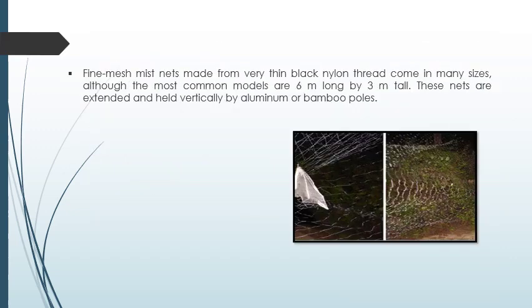Fine mesh mist nets made from very thin black nylon thread come in many sizes, although the most common models are 6 meters long by 3 meters tall. These nets are extended and held vertically by aluminium or bamboo poles. You can see the image of these nets here. So mammals like bats are trapped in the nets and can be collected.